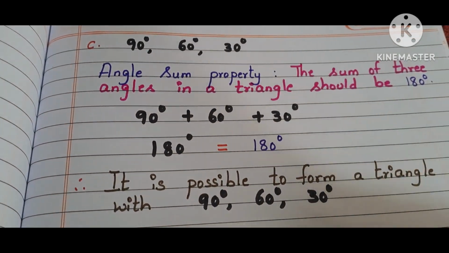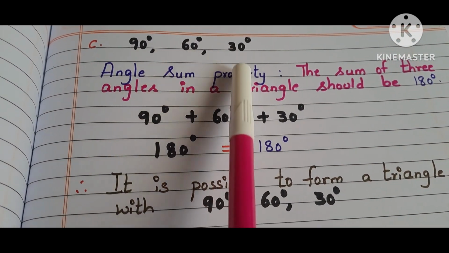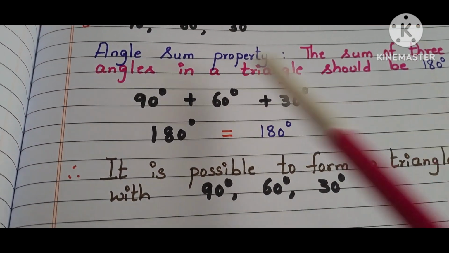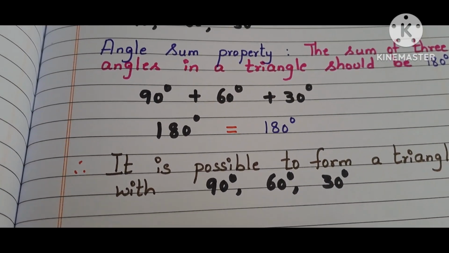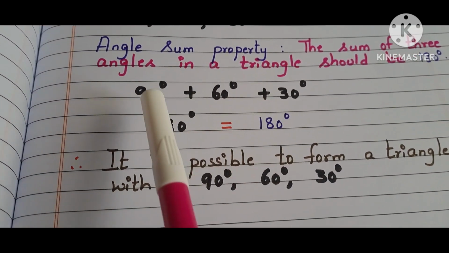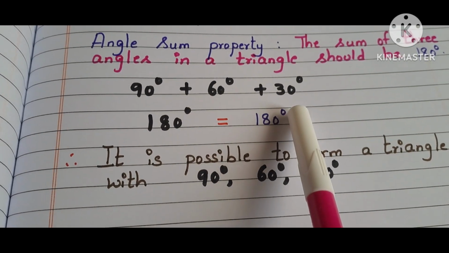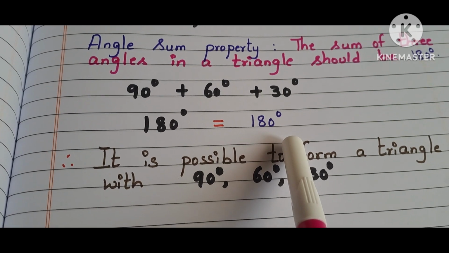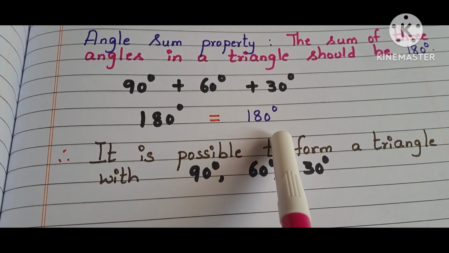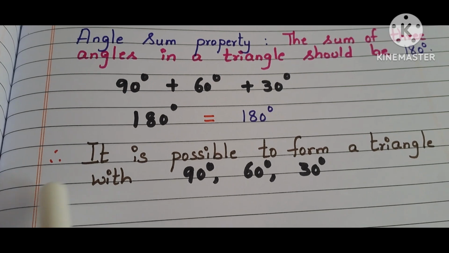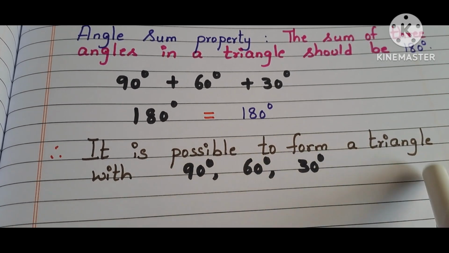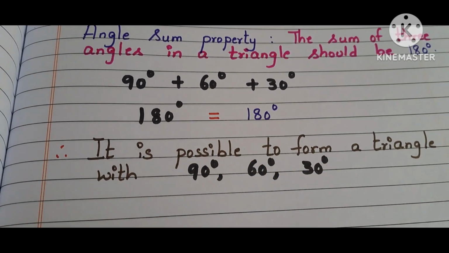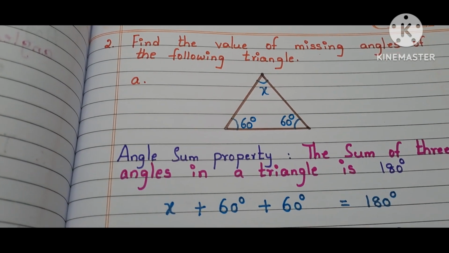Now part C. The given angles are 90 degrees, 60 degrees and 30 degrees. Again use the angle sum property. What is that? The sum of three angles in a triangle should be 180 degrees. Take the given angles and add them. 90 plus 60 plus 30 is equal to 180 degrees. So the angle sum property is satisfied. Therefore, we can conclude that it is possible to form a triangle with the given measurements 90 degrees, 60 degrees and 30 degrees. Now let us go to the second question.